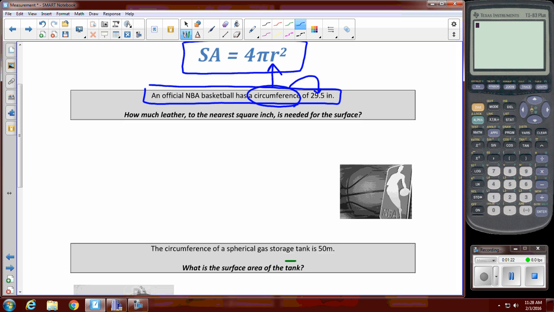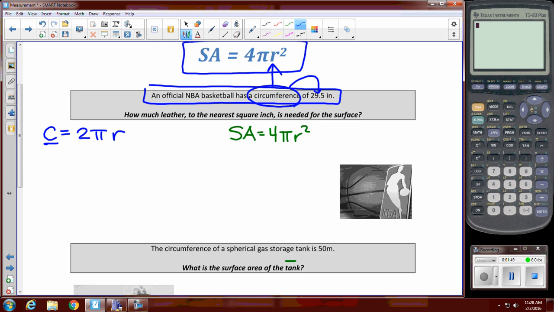Now, in earlier math lessons, in previous years of math, you would have learned that there is a formula to calculate the circumference of any round shape. The circumference is always 2 times pi times the radius. Now I need to use this in order to, at the end, be able to use our surface area formula. That is 4 times pi times the radius squared. I need to know my radius, but I don't have it yet.